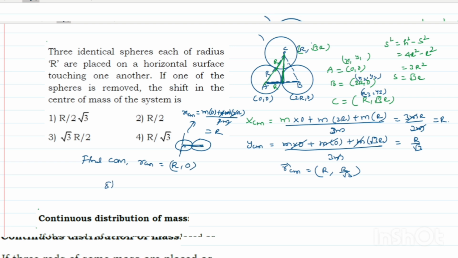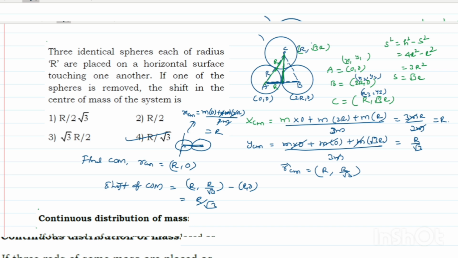Then if you are talking about the shift of the center of mass, it is R comma R by root 3 minus R comma 0. Here R minus R is 0, and we will be getting only R by root 3. So R by root 3 is the correct answer.